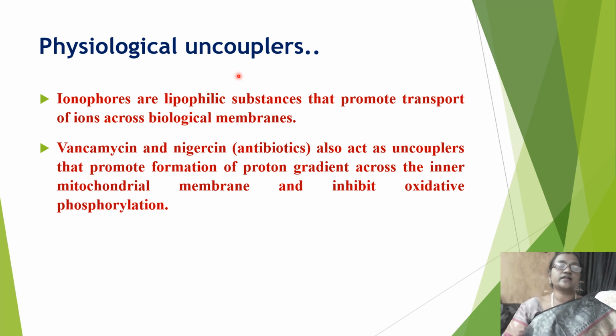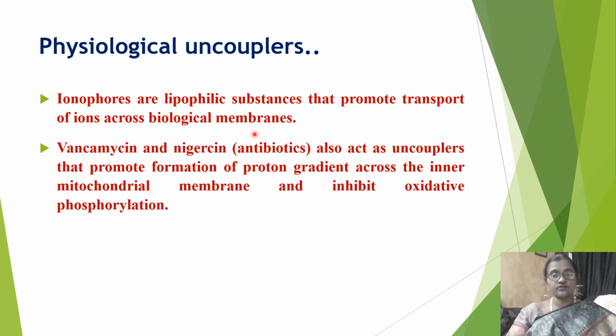The other physiological uncouplers are ionophores, valinomycin and nigericin. Ionophores are considered to be lipophilic substances, and these promote transport of ions across biological membranes, thereby affecting ATP synthesis. We also have these antibiotics, valinomycin and nigericin. These also act as uncouplers. What they do is they promote the formation of a proton gradient across the inner mitochondrial membrane, but they inhibit oxidative phosphorylation. Thereby, they act as uncouplers.